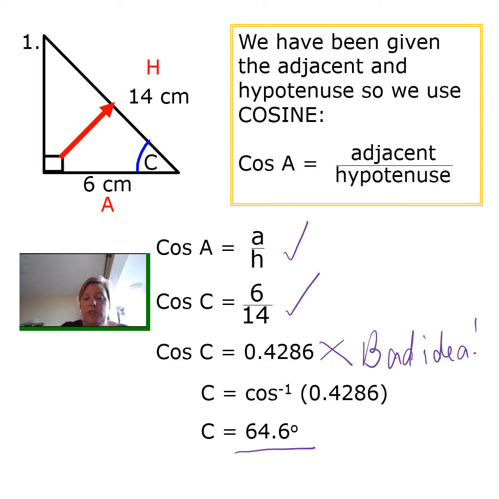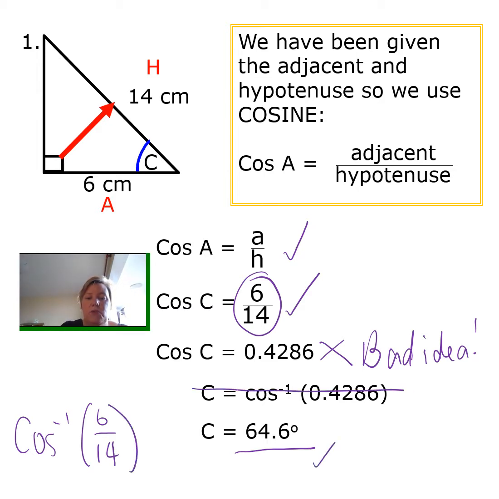A couple of other things here, just a little shortcut. Once I get up to this stage, what I do is this. I go cos -1 on my calculator, and I go 6/14, and it will take me directly to this end answer without this middle step. All right, so it's quite a nice way to do that, and it means I don't have to hit the answer key either.